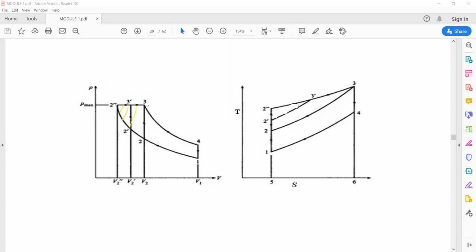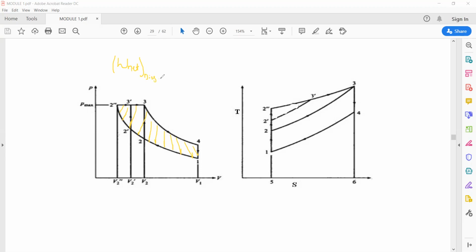This is the area for diesel cycle, which is more. 1, 2 double dash, 3, 4, 1. So the area under the PV diagram will give you net work output. Net work output. Okay. So this is for diesel cycle.